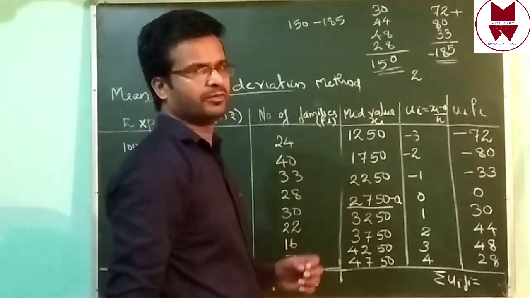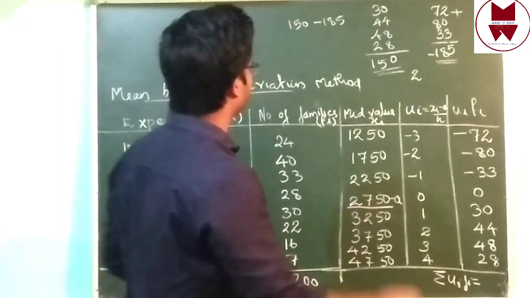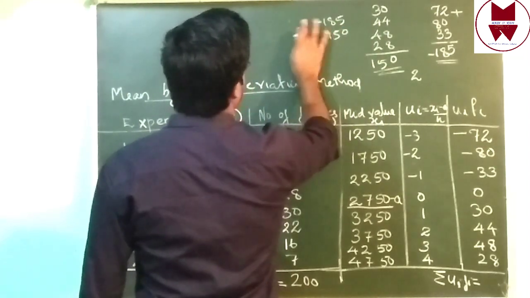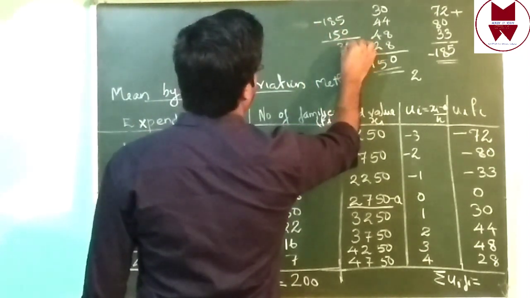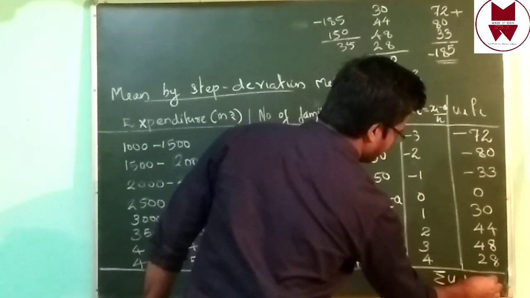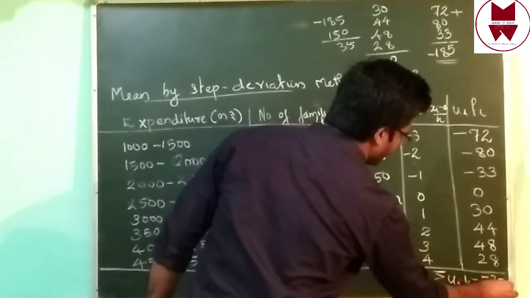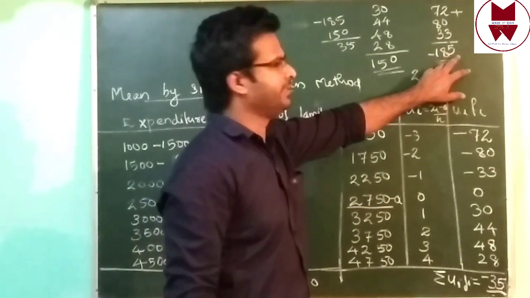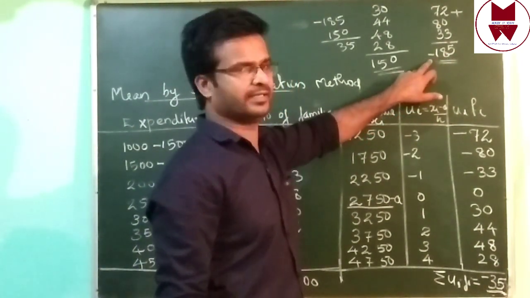I will get 150 minus 185. We can just do it: 185 minus 150 equal to 35. We will get minus 35. Why minus? Because here 185 is the bigger number, so the sign is minus.